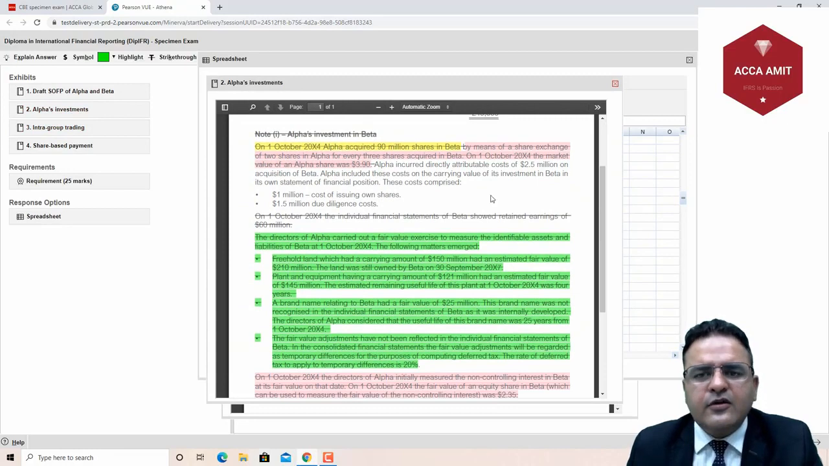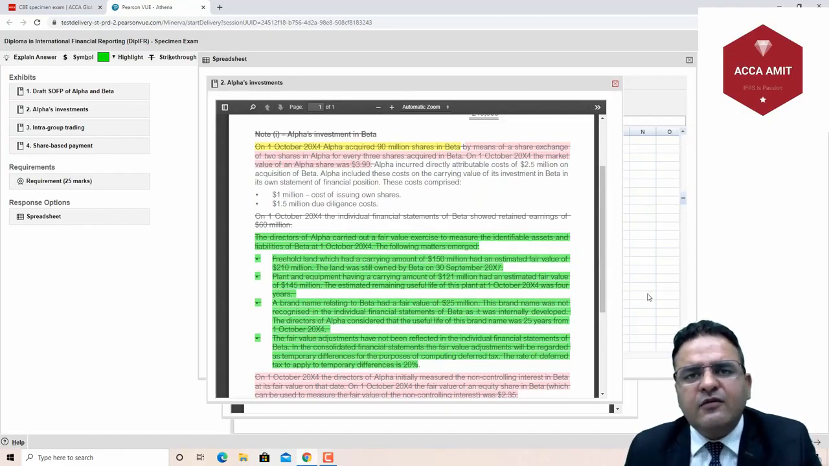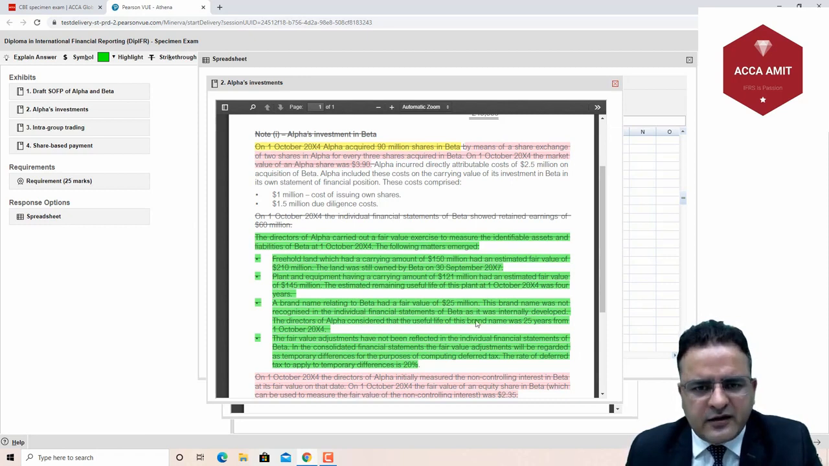Alpha incurred directly attributable cost of 2.5 million in acquisition of Beta. Alpha included those costs on the carrying value of investment in Beta in its own statement of financial position. These costs comprised 1 million is cost of issuing shares. Now this is to be deducted from equity. So here we have other components of equity of Alpha, from where we'll deduct this 1 million. And 1.5 million is due diligence cost, which is part of expense of the parent. So we included it as part of working note number 5.